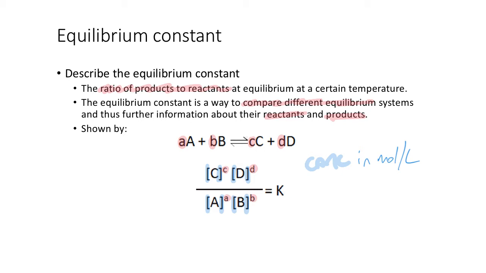When we put that into an equation, we get a number, and that is equal to the equilibrium constant for that reaction, also known as the K value for that reaction at a particular temperature. So it's just a value of products to reactants.